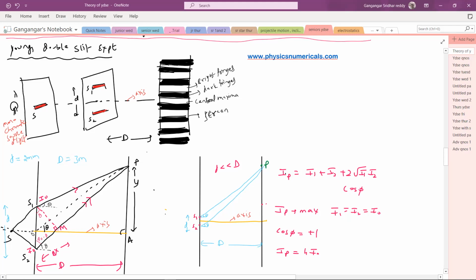So how do those particular conditions arise? First, the intensity at this point will be 0. The intensity at this point will be maximum, which is equal to 4 I naught. The intensity here will be 0. Okay, there's a slit. I'll illuminate the slit with monochromatic light of wavelength lambda.